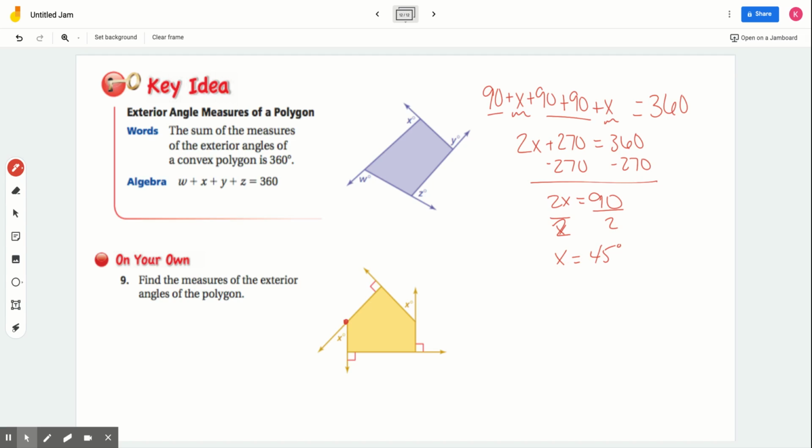Now, going back to the question, it says find the measures of the exterior angles of the polygon. It doesn't ask us to find x. It wants the angles or the measures of all of those exterior angles. So starting here again, we know that we have a 90. We have an x, which we know is 45. We have a 90, and another x, or 45. So we can list all of the exterior angle measures like this. Now remember, the key here is that no matter how many sides of this polygon, the exterior angles are going to always equal 360.